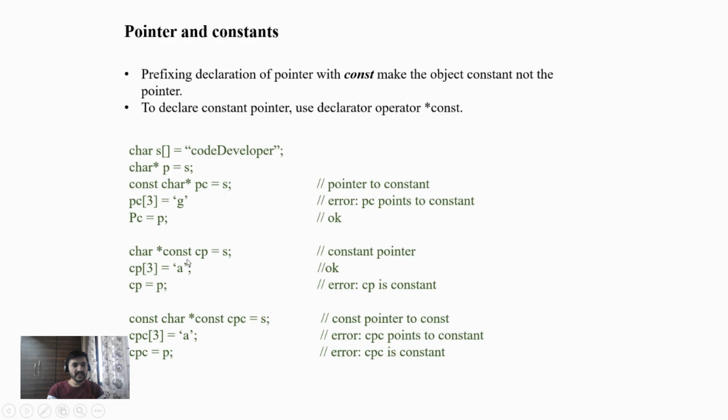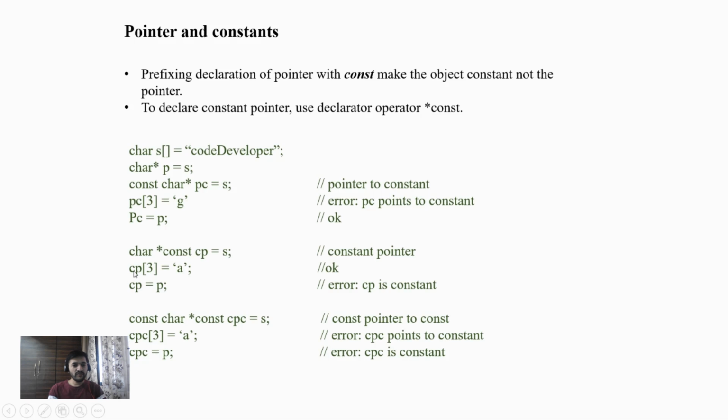Now how do we create a constant pointer? So just change this notation. Just look at the difference here. At this line we are creating a constant pointer to the character. So I am creating a CP as a constant pointer that refers to the S, again to the same character array. So this is a constant pointer.